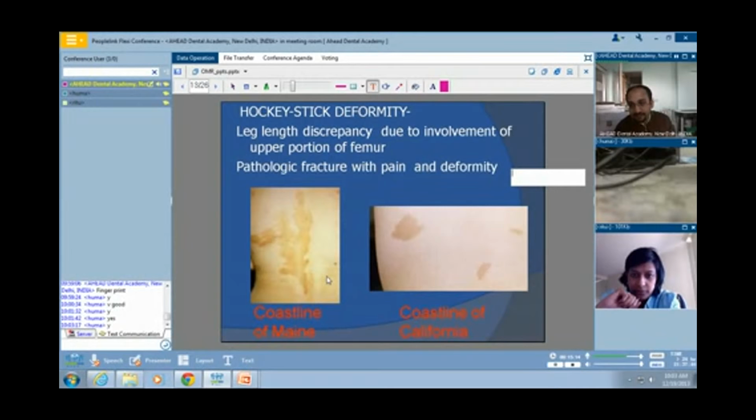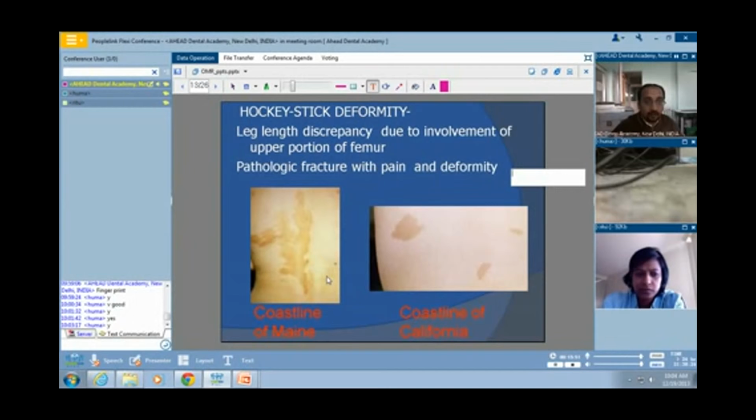And coastline of California is a very smooth, regular, continuous border. If you look at both coffee-with-milk appearances, you can make out the difference. It is very irregular in coastline of Maine, whereas in coastline of California the appearance is very smooth, uniform, continuous. Coastline of California is seen in fibrous dysplasia. Okay, coastline of Maine is seen in multiple neurofibromatosis, whereas coastline of California is seen in fibrous dysplasia.